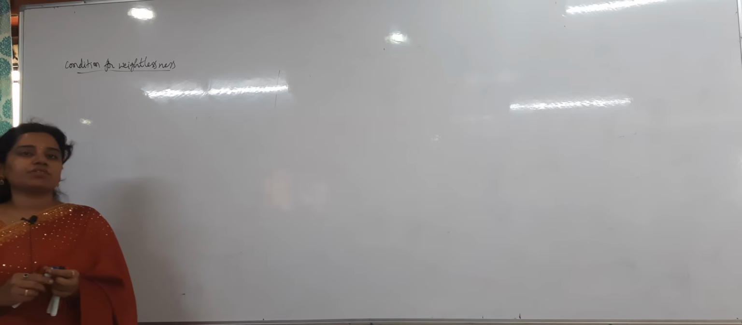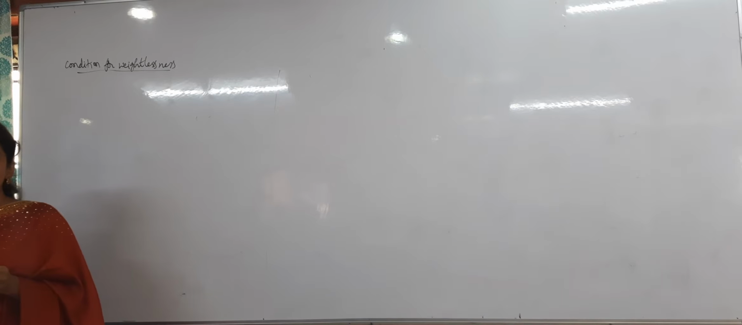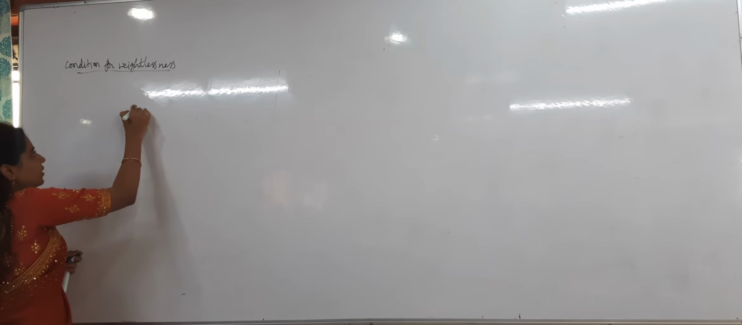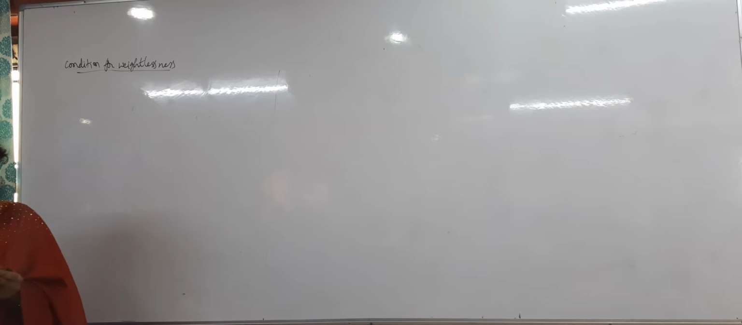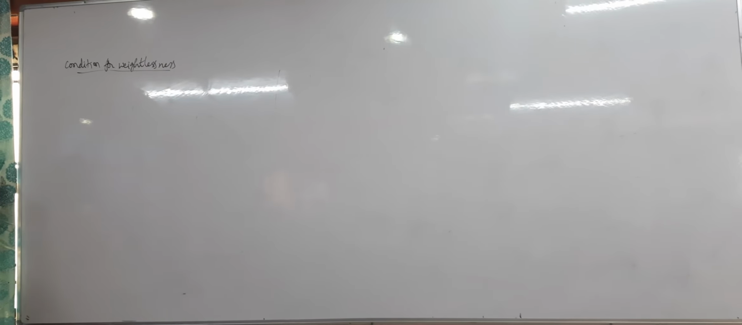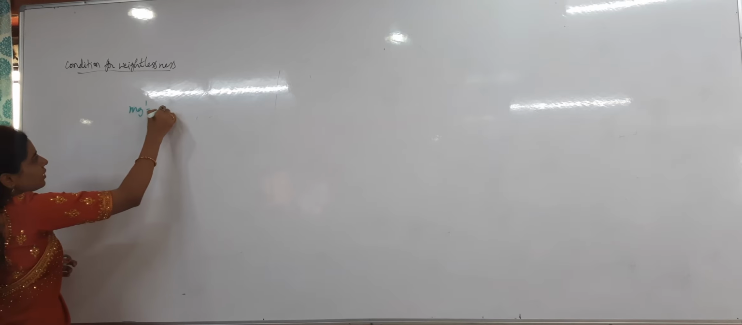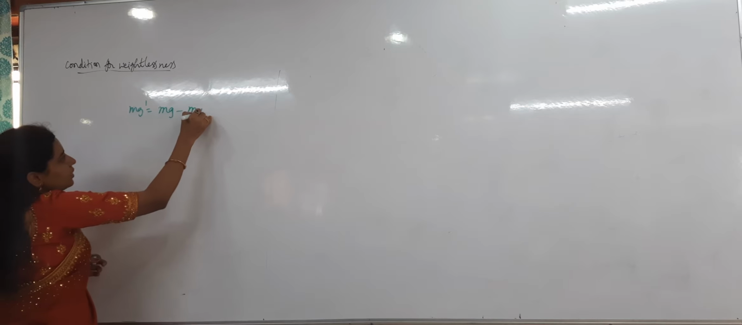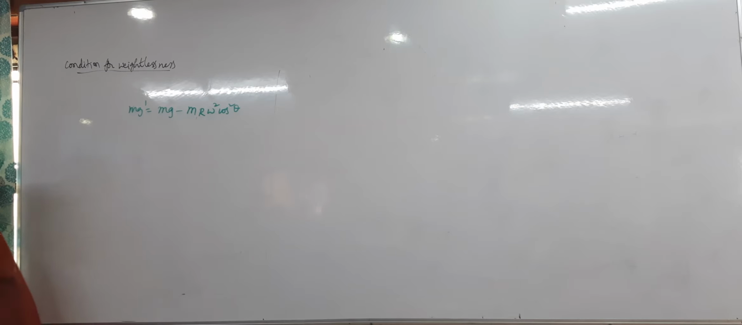Due to the rotation of the earth, what is the weight equation we got? Apparent weight is equal to the normal reaction only, right? That normal reaction is equal to mg dash. We discussed that yesterday. Apparent weight mg dash is equal to mg minus m r omega square cos square theta. That is the equation we got.